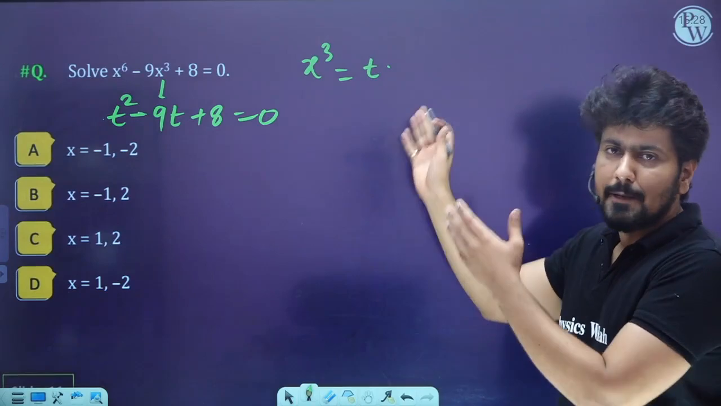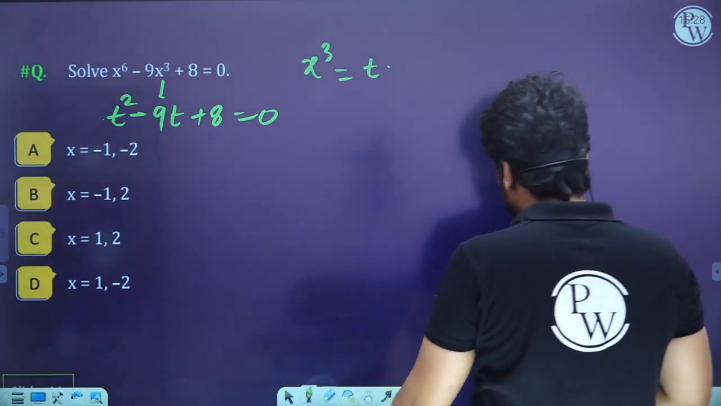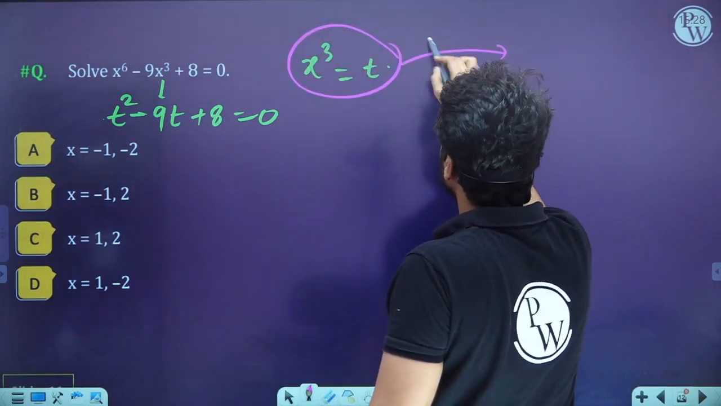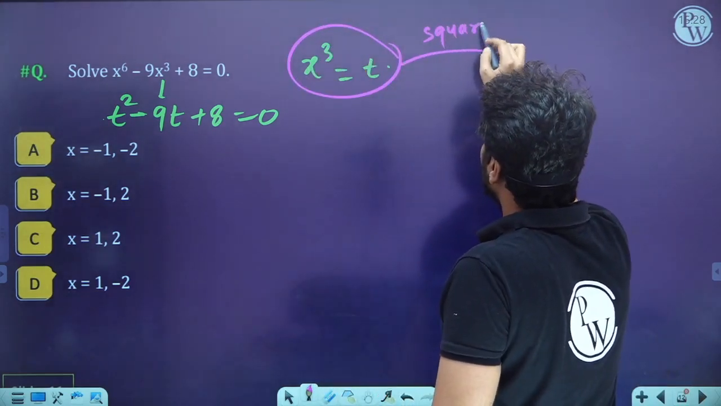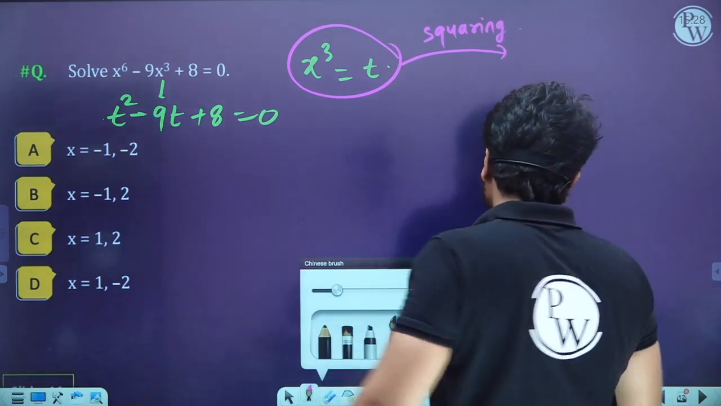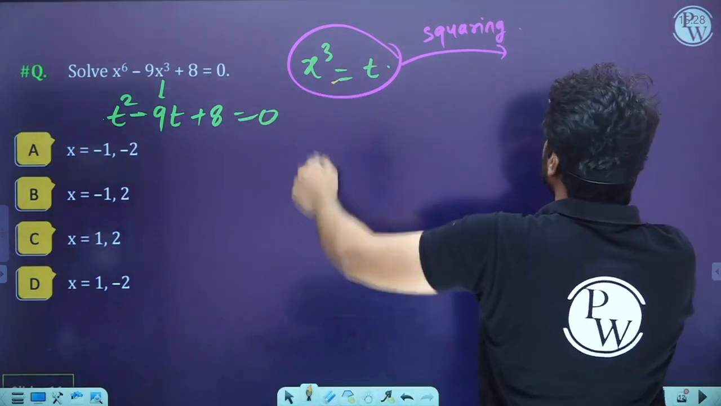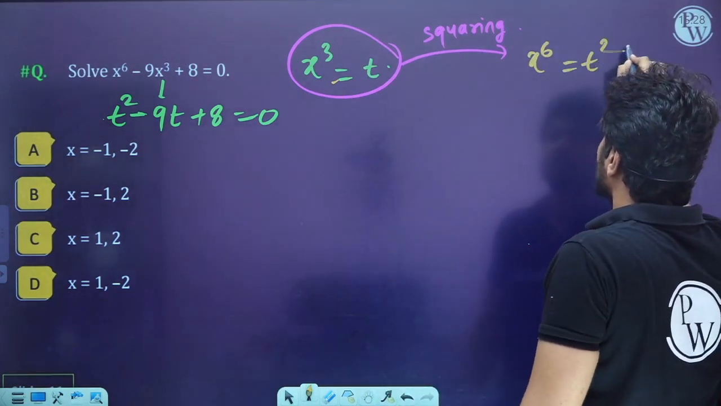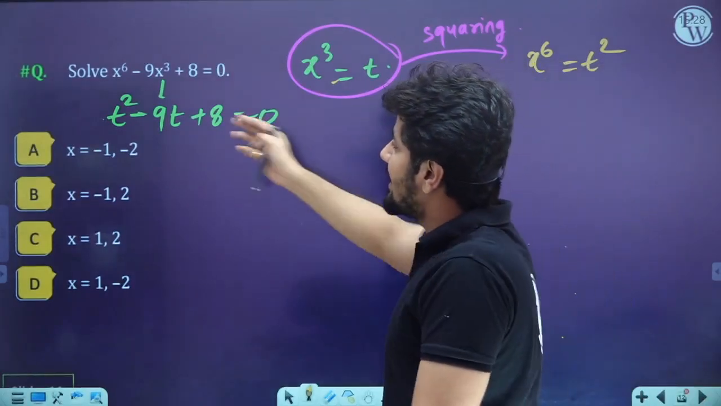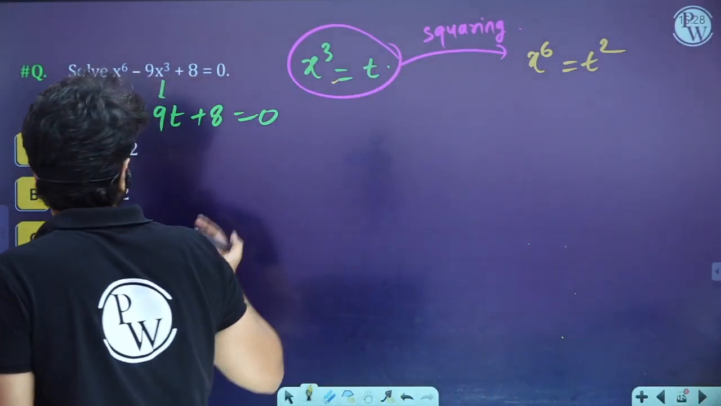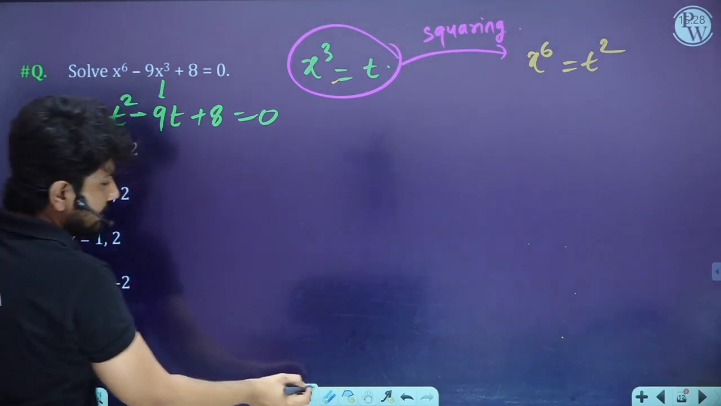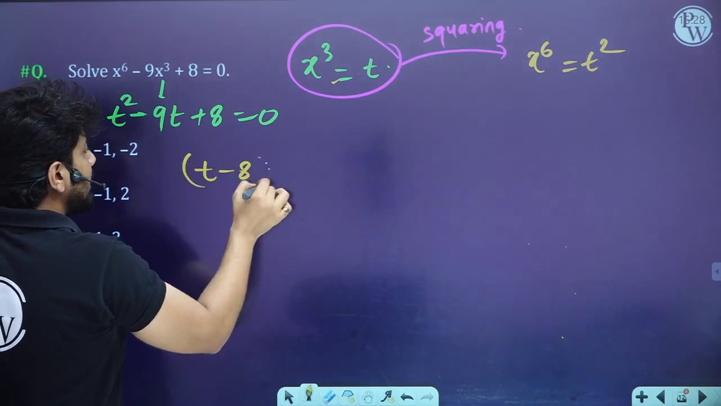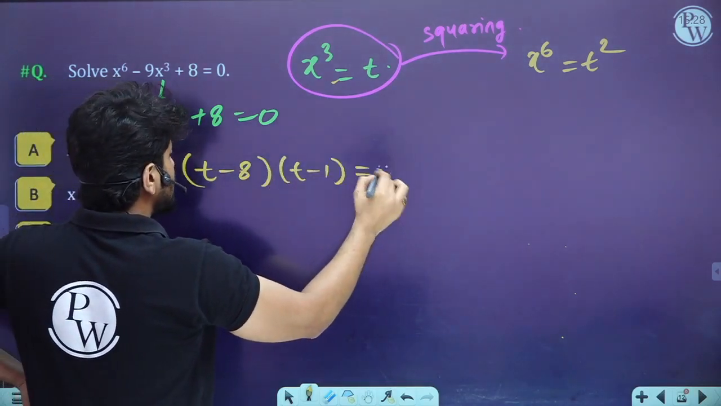You can simply do the squaring and understand that part. If x cube is t, and you do the squaring on both sides, the square of x cube will be x raised to the power 6, and the square of t will be t square. So if x cube is t, x raised to the power 6 will be t square. Now this is a quadratic equation, right? We can simply solve it. There are going to be two factors: t minus 8 into t minus 1 is equal to 0.